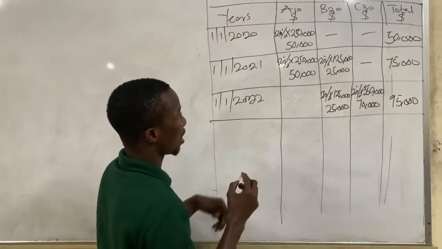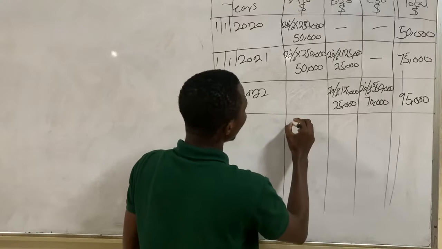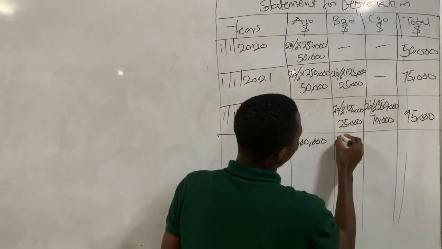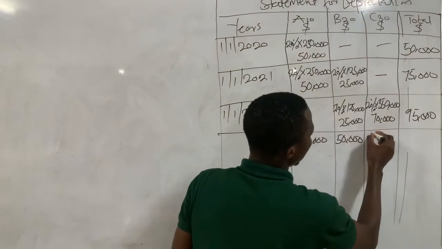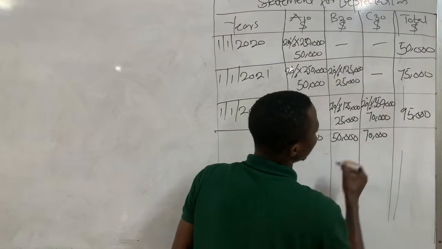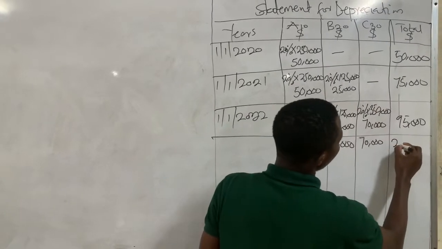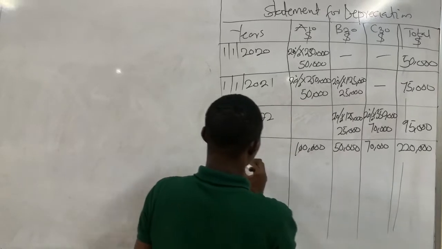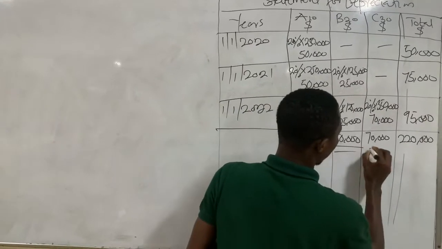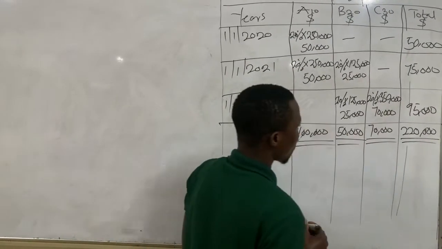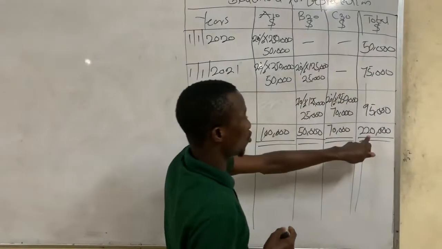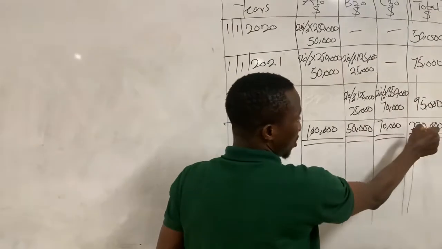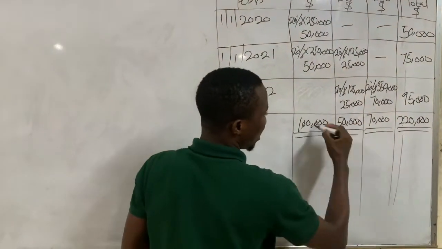So we have to add up the total. So you have 100,000, 50,000, 70,000, 70,000, then 220,000 plus 6. So when you add up these three, you get this. When you want to know whether you are correct or not, you add these three. The answer you had here must be the addition of these three.